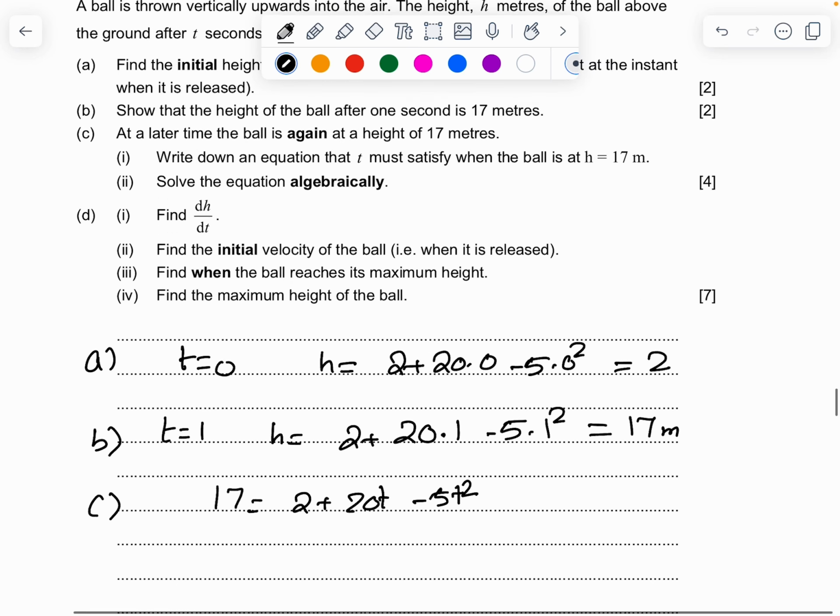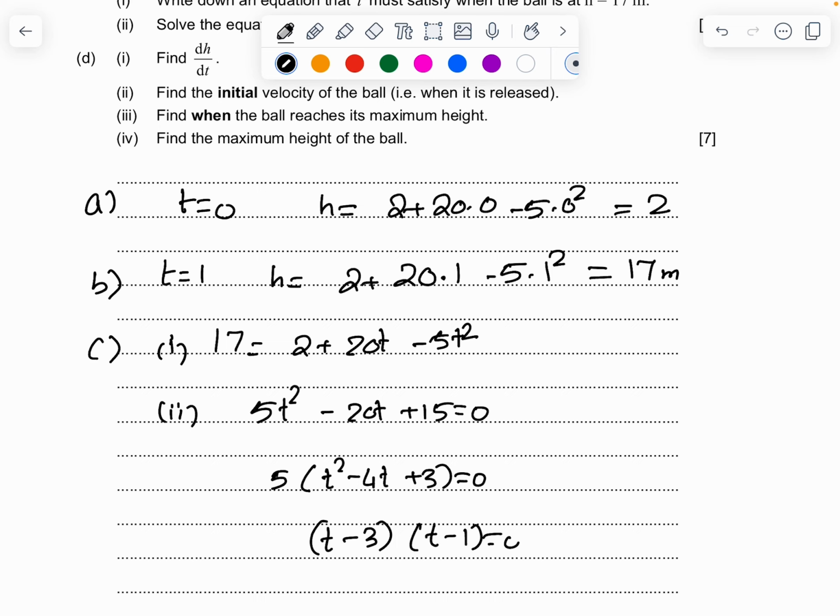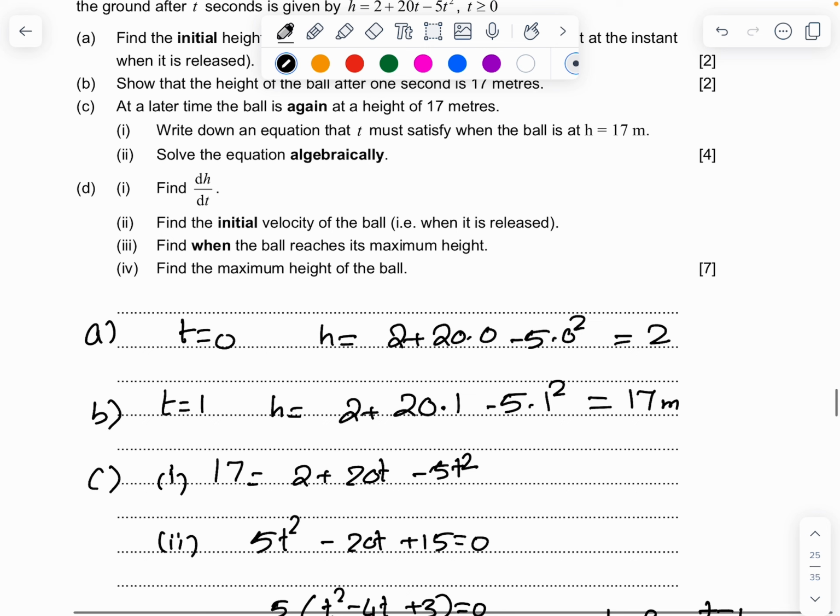Then again, solve this equation algebraically. So what does it become? This one was part 1. For part 2, 5t square minus 20t plus 15 equals 0. Take 5 common. t square minus 4t plus 3 equals 0. (t minus 3) times (t minus 1) equals 0. So we get t equals 3, t equals 1.